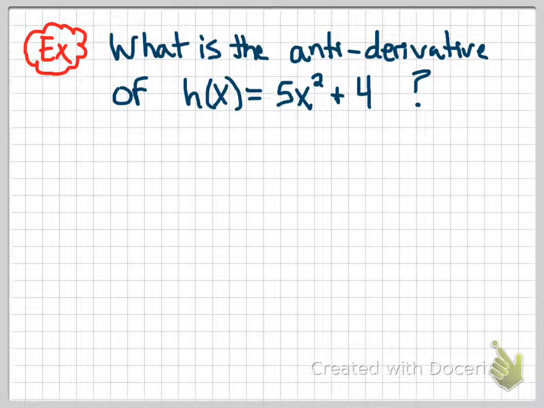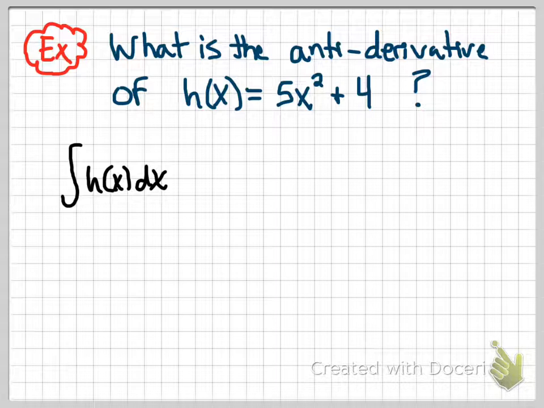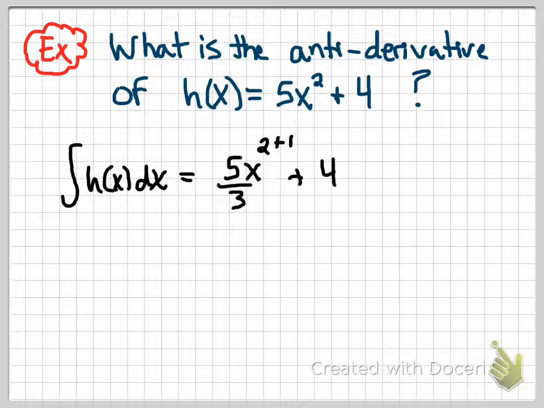What is the antiderivative of h of x? H of x equals 5x squared plus 4. So here's how you write it. You write the integral symbol of h of x dx. We want to antiderive h with respect to x. We're going to take the 5x squared and just write it down. And we're going to reverse the power rule. So we're going to be adding 1 to it, which makes 2 plus 1 is 3, and dividing by that 3.